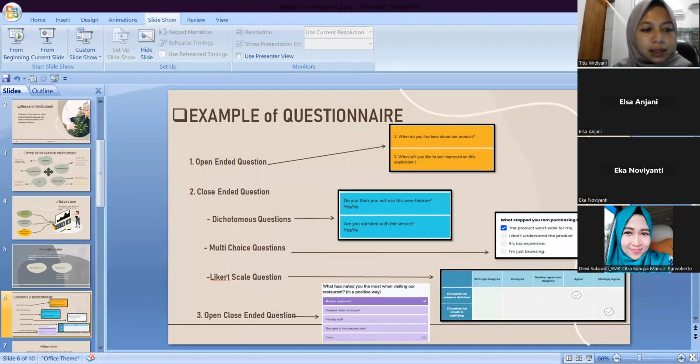And then the last is the semi-open-ended questionnaire. Actually, the researcher has already provided some options, and you choose A, B, or C, and the researcher also provides a free answer. Like you can see in the example, there is "other".